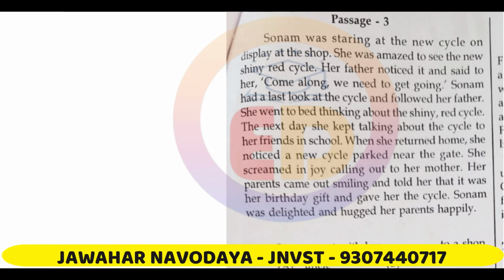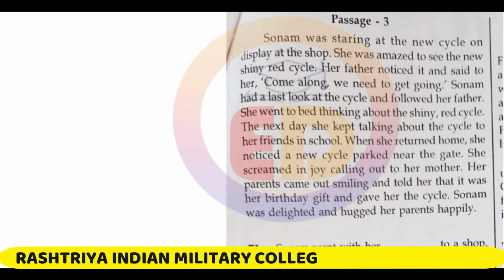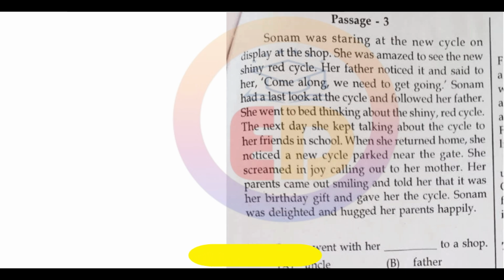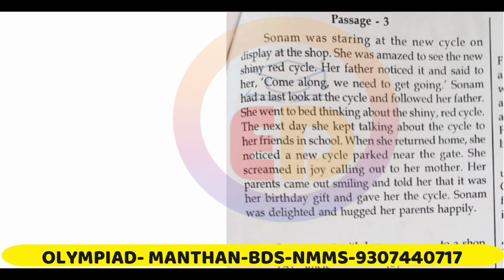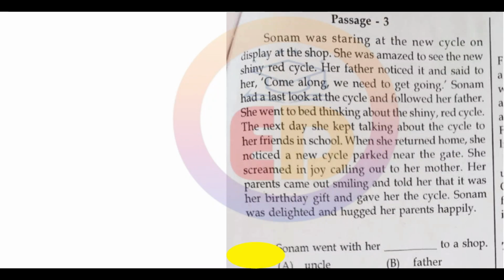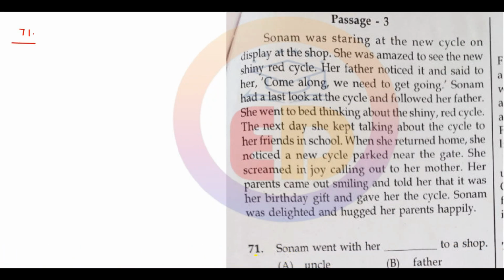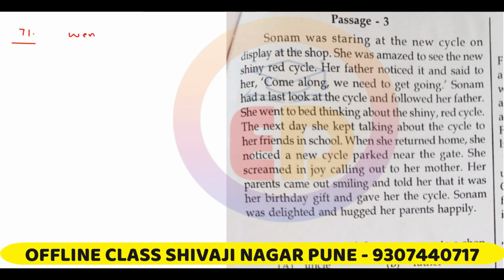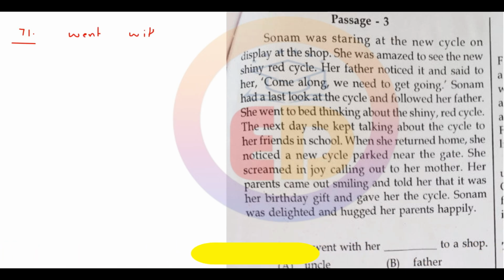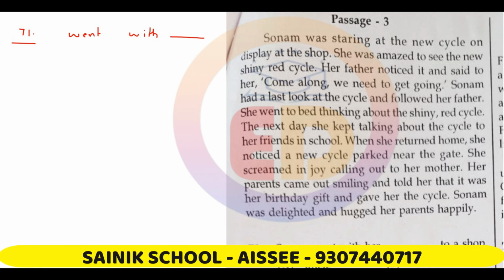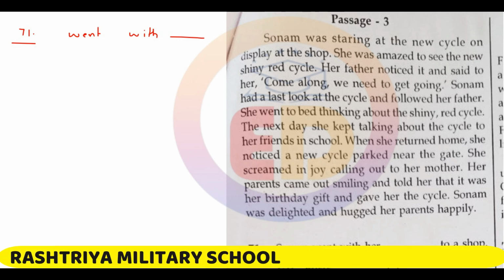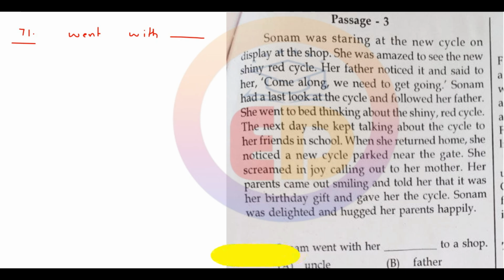Before the passage, let's go to the questions. Question number 71. Sonam went with her dash to a shop. So she went with whom? That we have to find out. 72. Sonam was attracted by the shiny dash cycle in the shops. Its colors are given. So cycle color will be our second question.